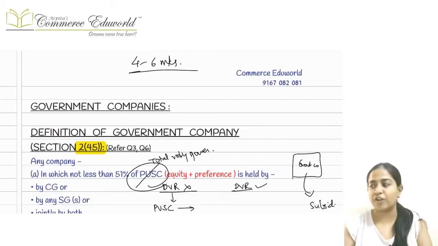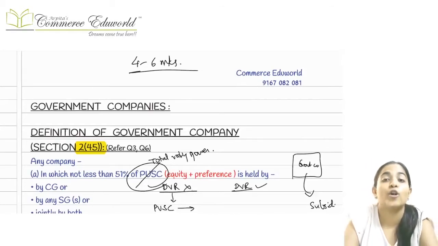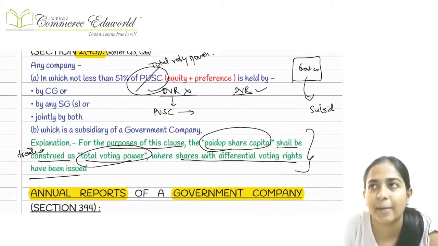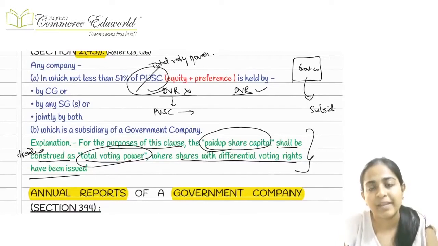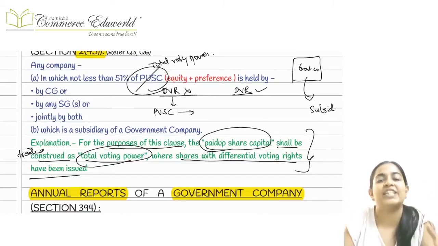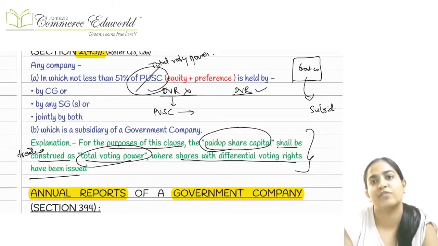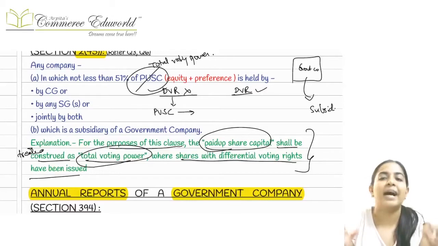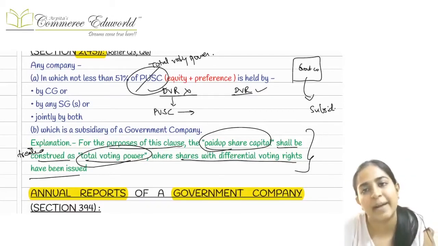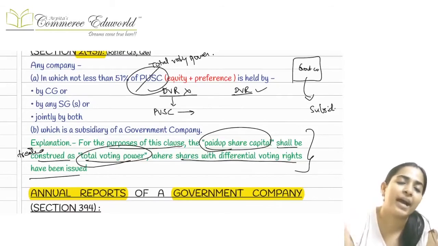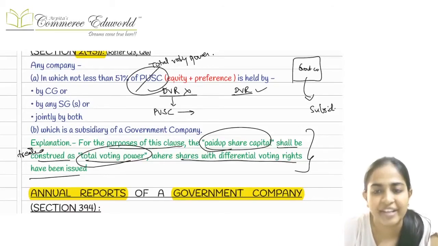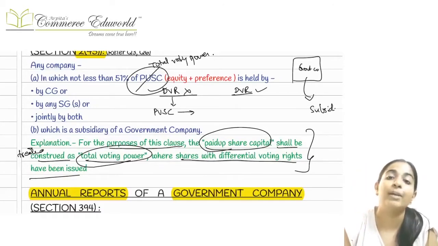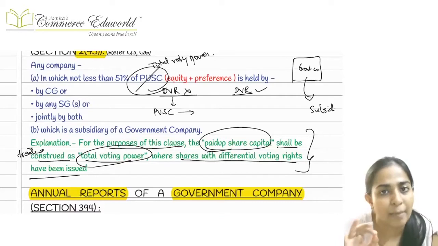First of all, the definition of government companies. It is defined in section 2 clause 45, which says that if there is any company in which at least 51% of the share capital, both equity as well as preference, is held either by central government, or by state government, or jointly by both, then such a company will be treated as a government company, and every subsidiary of a government company will be deemed to be a government company.